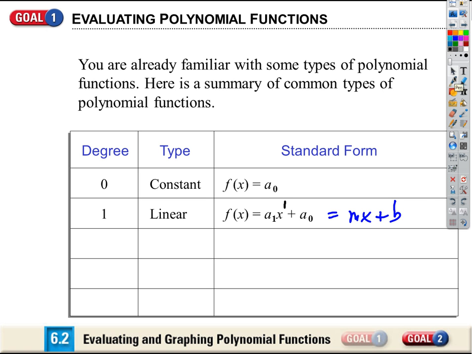What if we take a second degree polynomial, which we just did? That's going to be quadratic, right? And because this is x squared, we'd write that coefficient as a sub 2, right? Because this is x to the 1, we'd write that as a sub 1, and then a sub 0 is the constant.